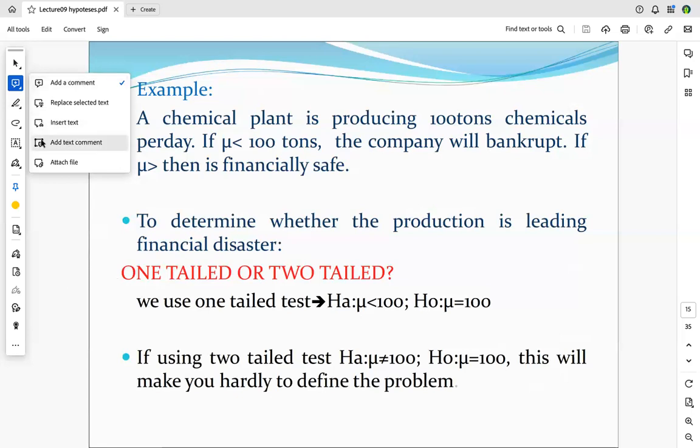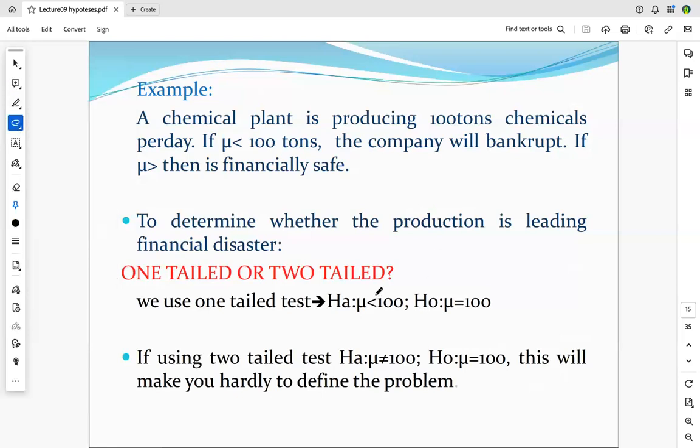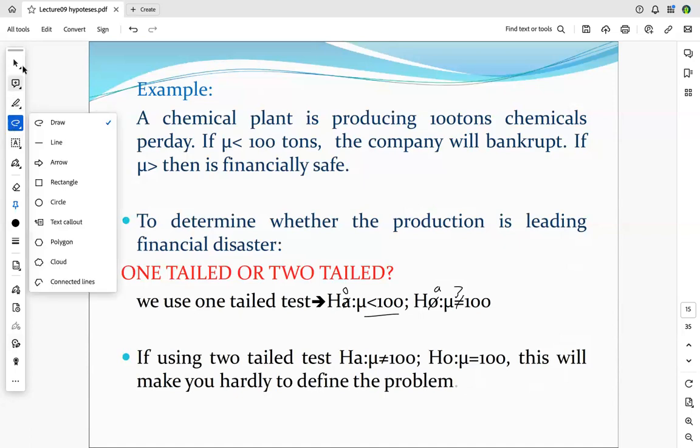So we change it later. Okay. Our null hypothesis will be mean smaller than 100. Our alternative hypothesis will be mean bigger than 100. If you are using a two-tailed test, it means that it could be more than 100 or lower than 100, so it will make it hard to define in this problem. Okay?